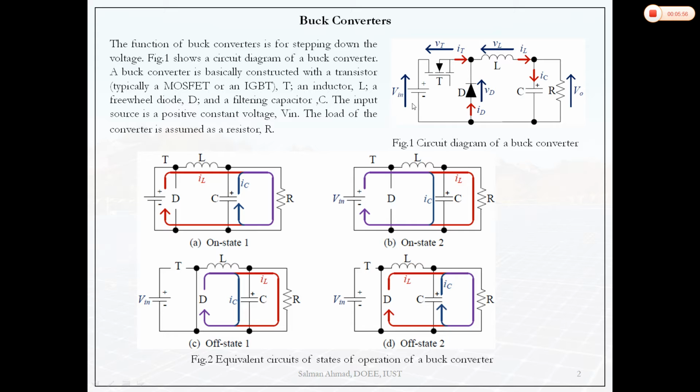In a buck converter V in is more than VO, so the voltage across the inductor will be positive. Whenever positive voltage appears across the inductor, the current through it will rise linearly, because current is given by 1 upon L integration of V dt. If we integrate, we get V in minus VO upon L times t. As time increases, the current through this inductor will increase linearly with slope V in minus VO upon L.